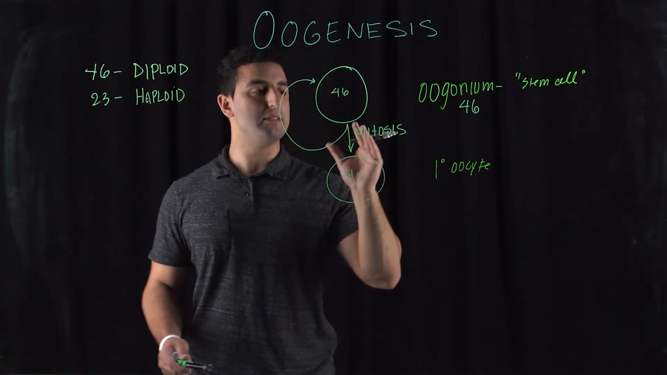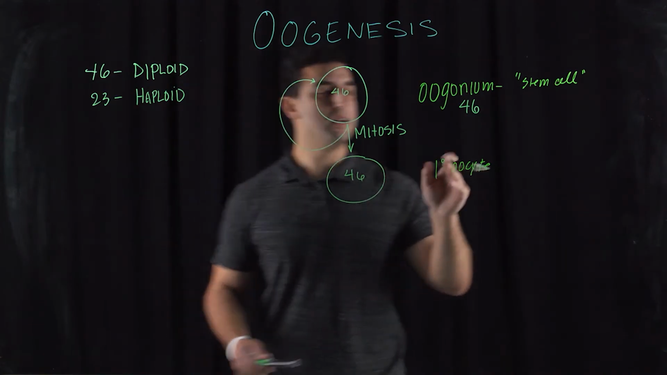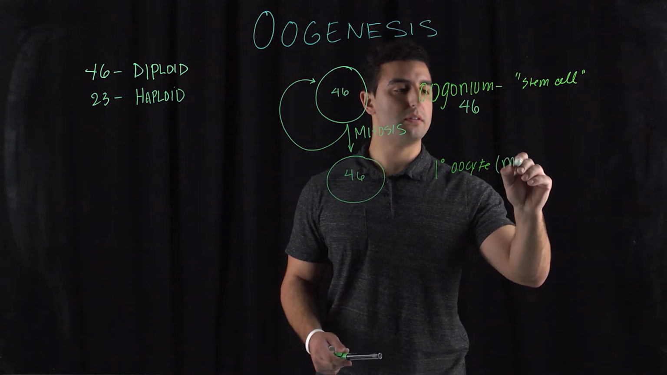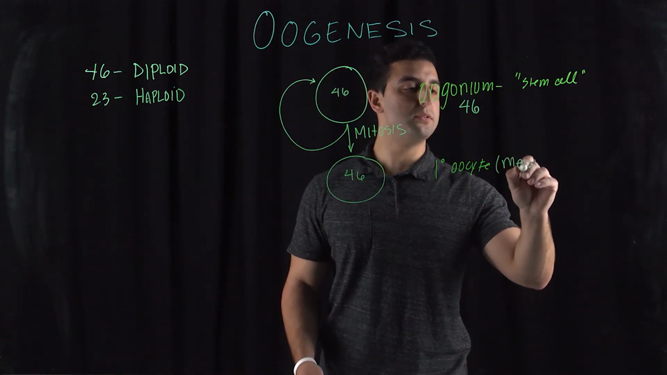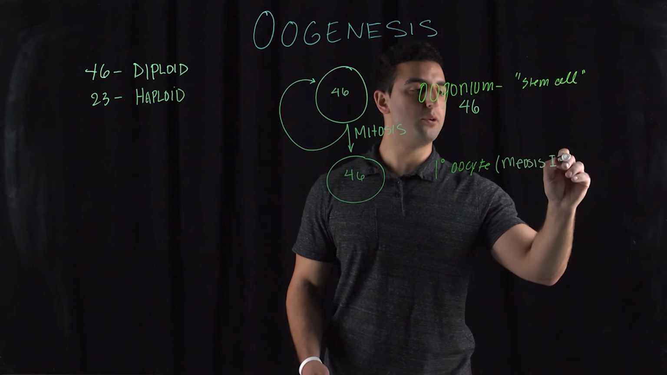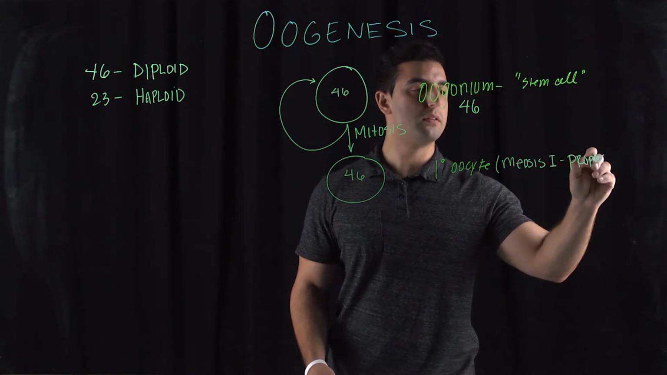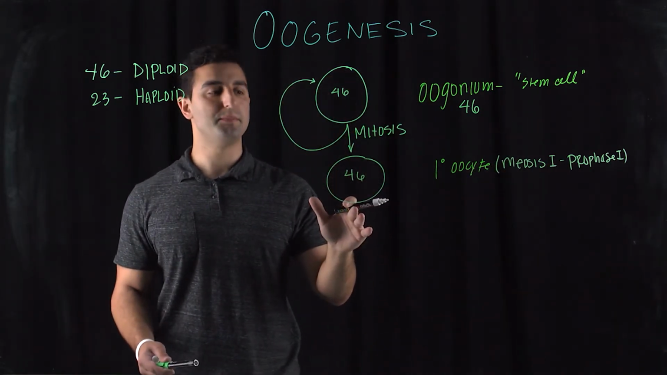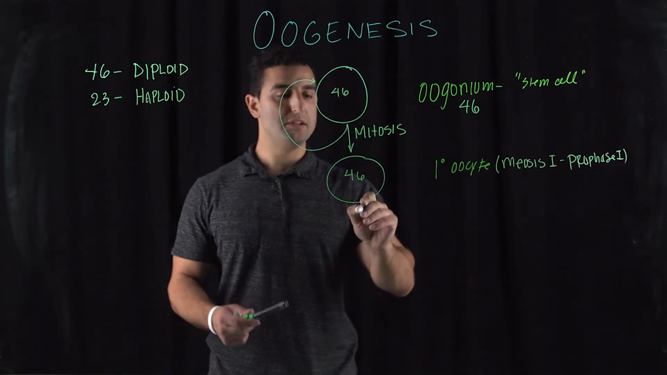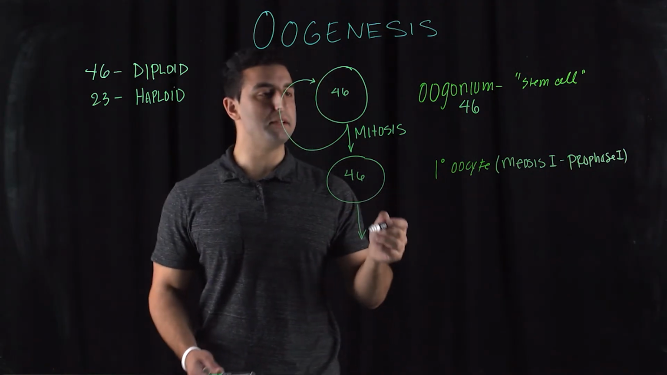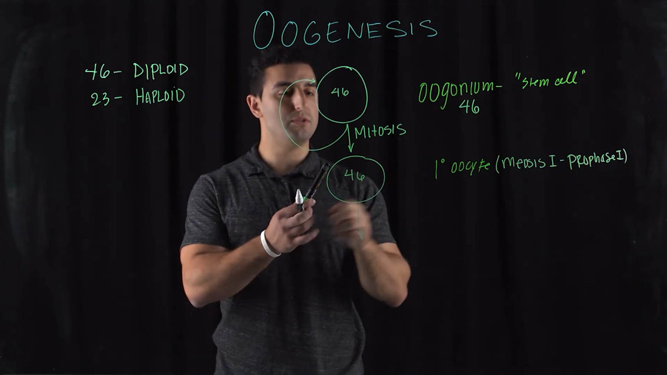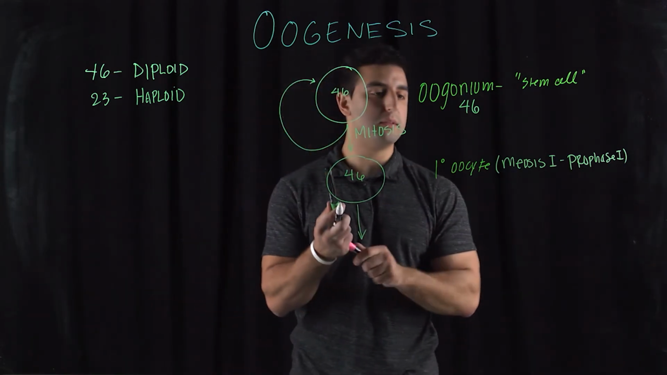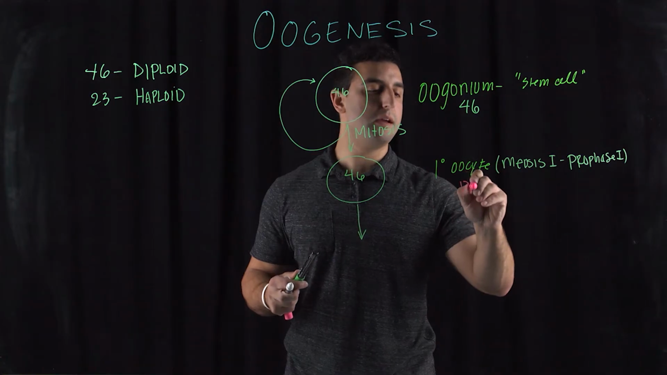The egg is frozen in meiosis, the next form of division. Meiosis 1, prophase 1. Right? And it remains in this arrested state until puberty, when the next phase of division will be completed. So here the primary oocyte is present only. This is prepubescent.